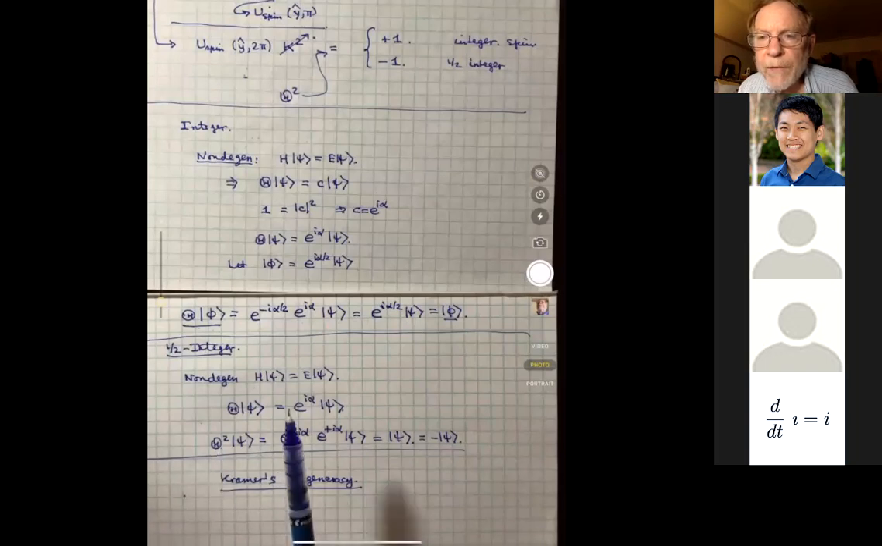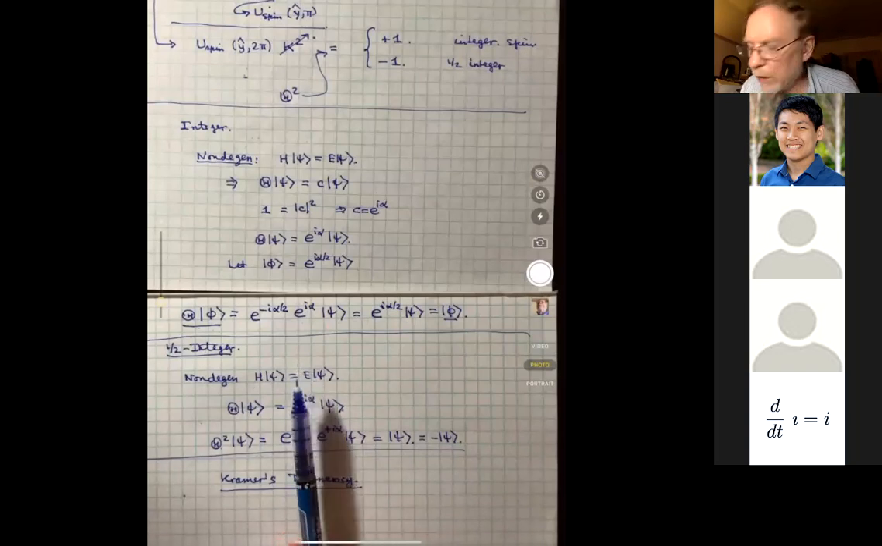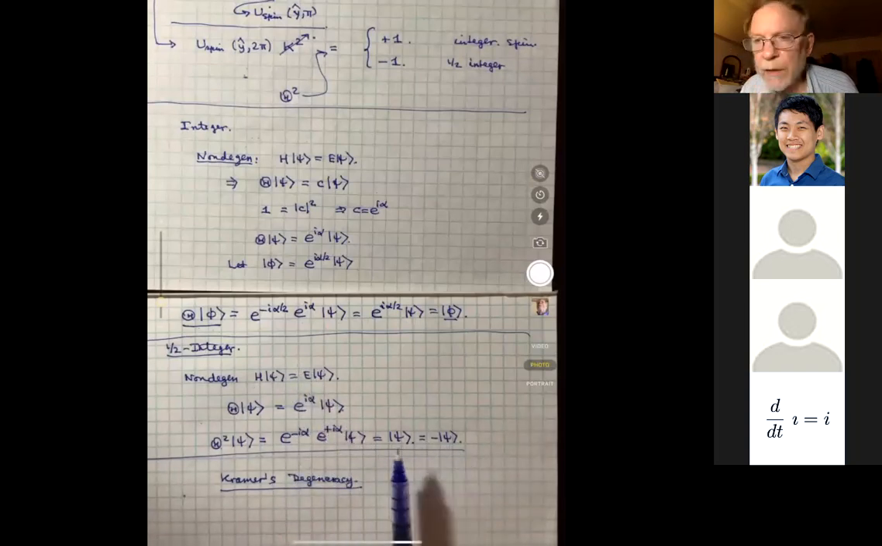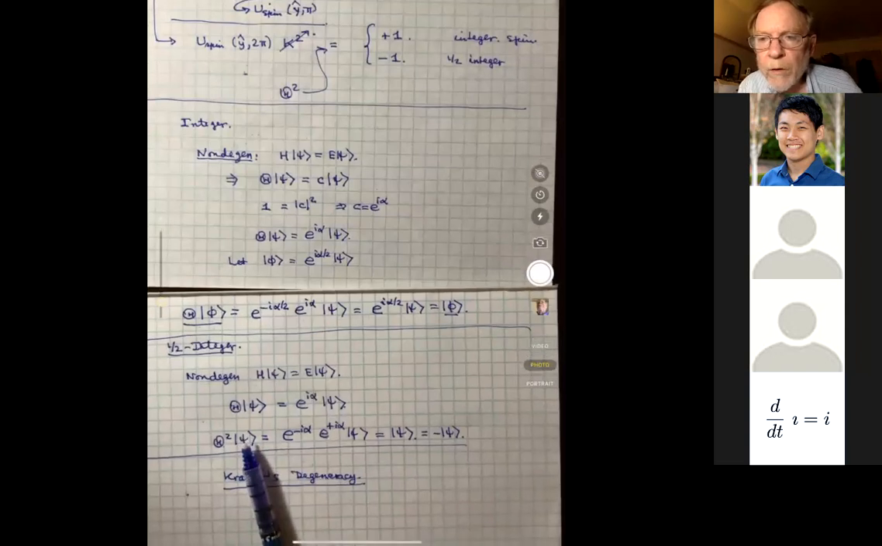Because in the half integer case, you find that if you assume that you have a non-degenerate energy eigenstate, you end up with a contradiction. You end up with psi equals minus psi, therefore psi is 0. There are no non-degenerate energy eigenstates. This is proof by contradiction.